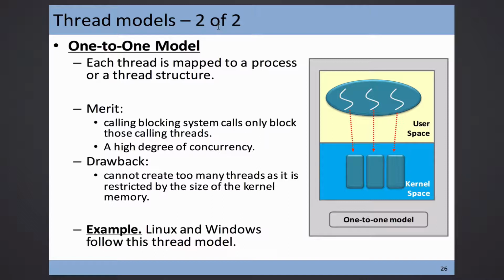What is our kernel version? I don't have an Android phone, but if you have one, you can go to About Phone and query your kernel version. If your kernel version is at least 2.6, then you will receive native thread support. For iOS, again, this is native thread support. So this is very important for you to know about this model.